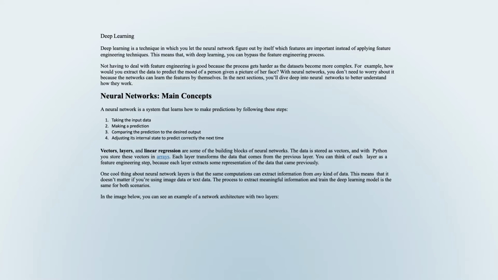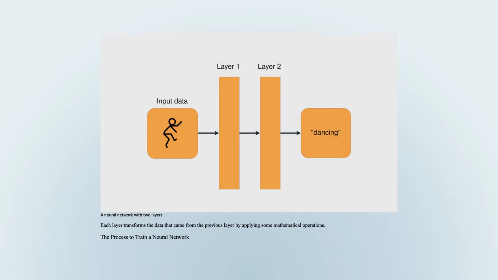In the image below, you can see an example of a network architecture with 2 layers. A neural network with 2 layers. Each layer transforms the data that came from the previous layer by applying some mathematical operations. The process to train a neural network.